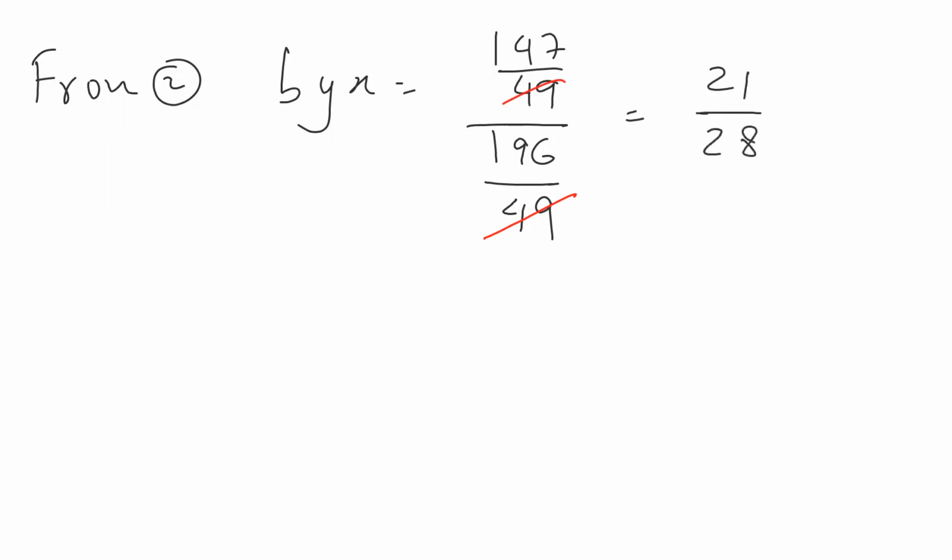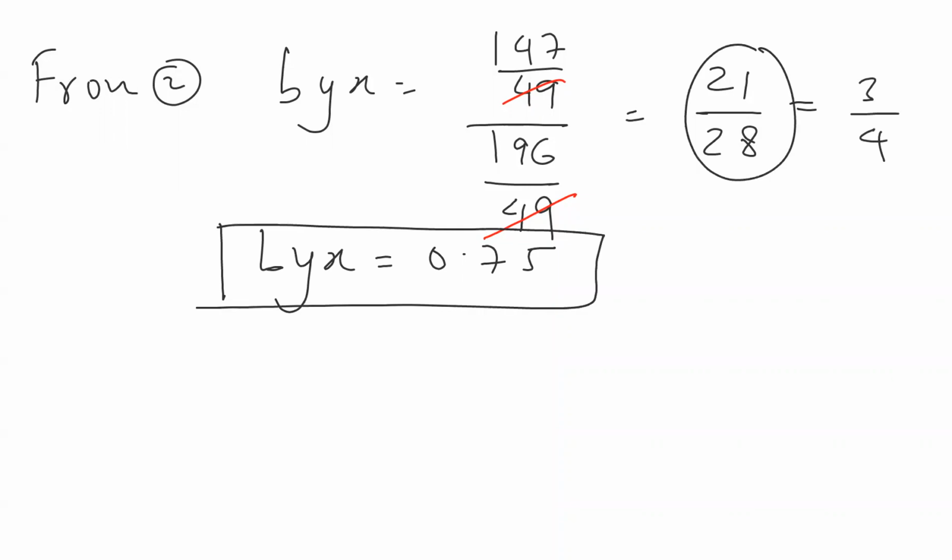So this is 21 upon 28, right? Once again, it is divisible by 7. So 7 3s are and 7 4s are. So byx is equal to 0.75 once we divide 3 upon 4.